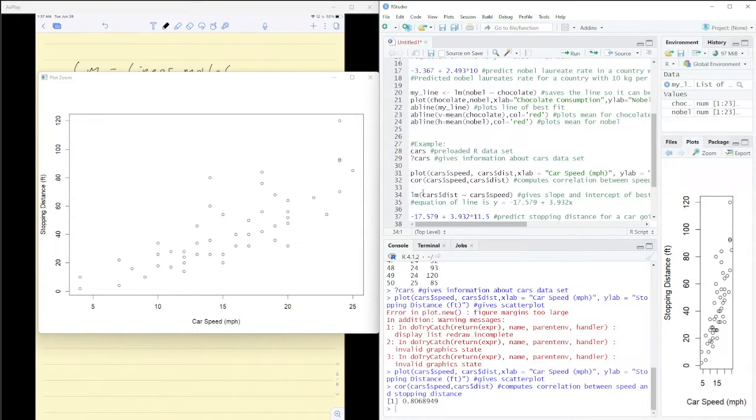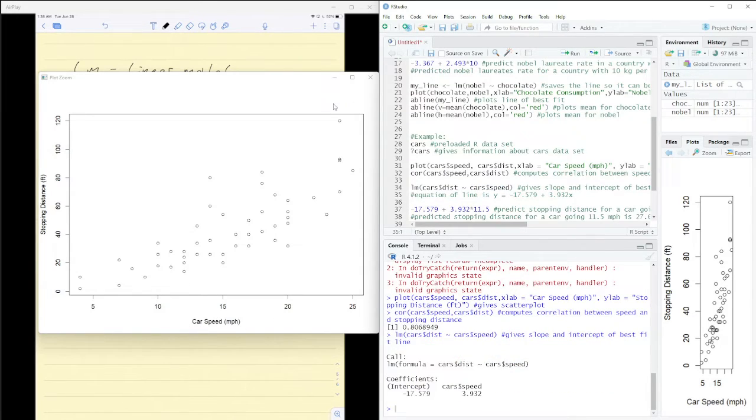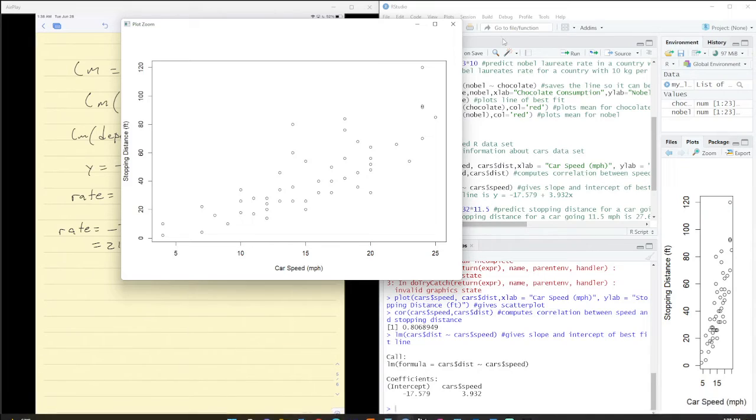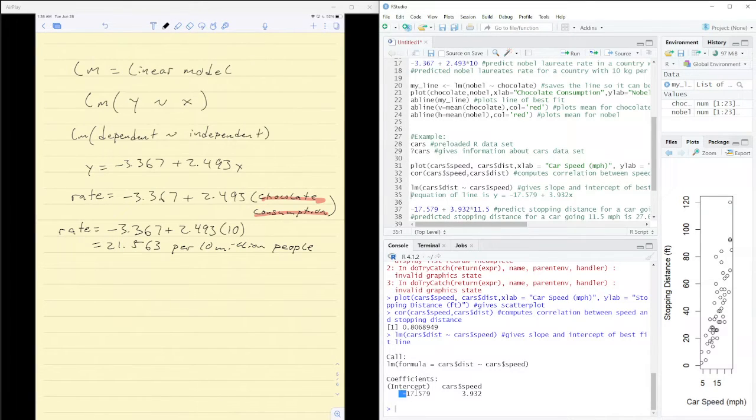The line of best fit, remember you do LM and then your dependent variable first, what's on your y-axis first. Stopping distance is on my y-axis, so I'm putting that in here first. And then tilde, squiggly, and then your independent variable, car speed. So the line of best fit for this, it tells us right here. I'll close this for now.